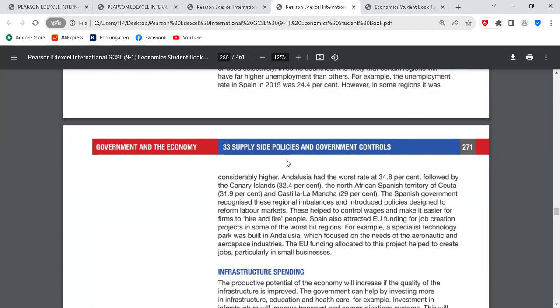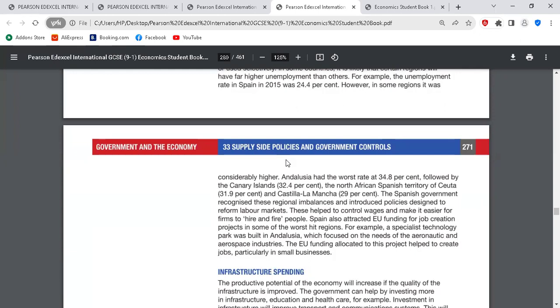Andalusia, I see. I just want to summarize it, so I want to get the point they're making. I have to read it through. Considerably higher. Andalusia had the worst rate at 34.8%, followed by the Canary Islands, the North African Spanish territory of Ceuta, I think, and Castilla-La Mancha.